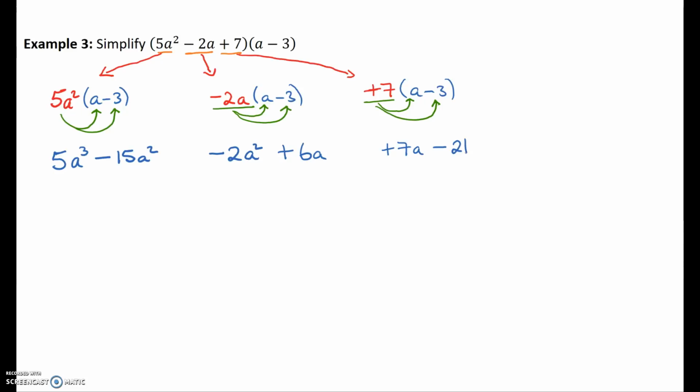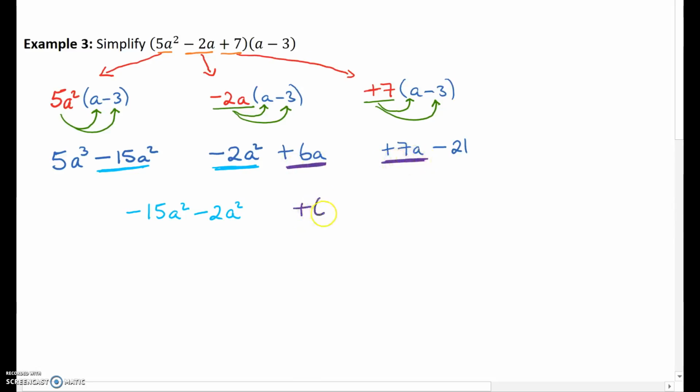Okay, now after the multiplication, we have to check to see if there are any like terms. And you'll notice that these two terms here are both a squareds. So we're going to have negative 15a squared and minus 2a squared. Those are like terms. And also the plus 6a and the plus 7a are like terms. In other words, same variable and same exponent. The two extra pieces that we haven't accounted for yet are the 5a cubed and the minus 21. So we'll just keep those. Nothing actually happens to them, we just keep them.